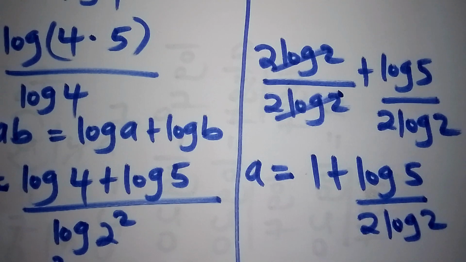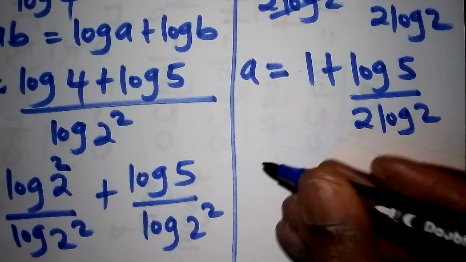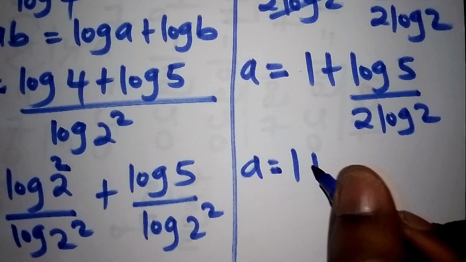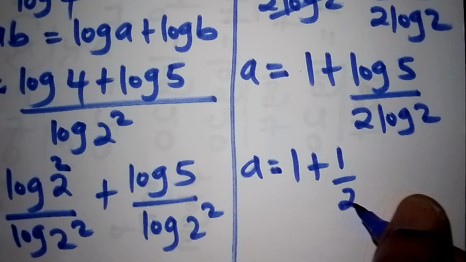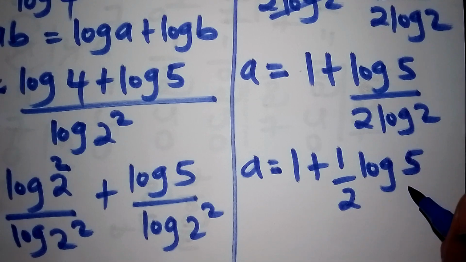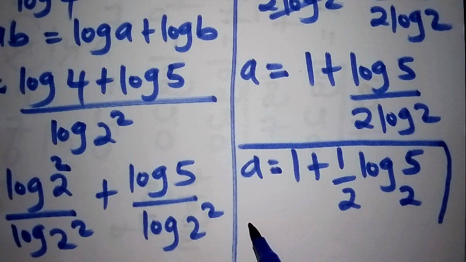So our value for a is equal to 1 plus 1 over 2 times the log of 5 to the base of 2. Now we conclude that this is our value for a.